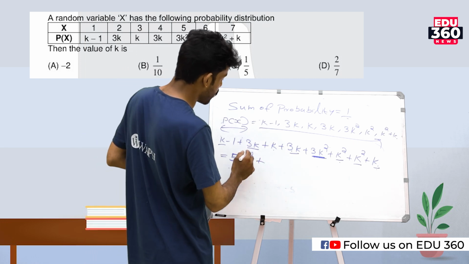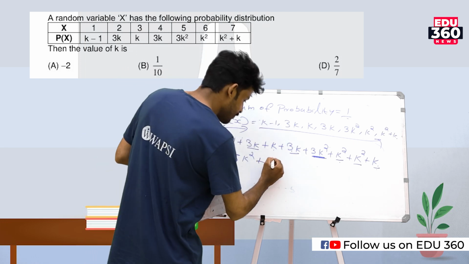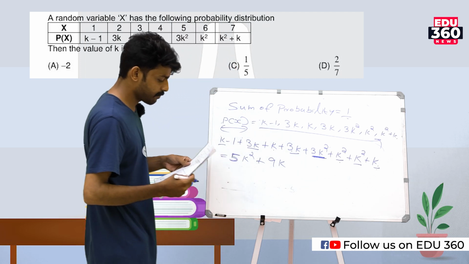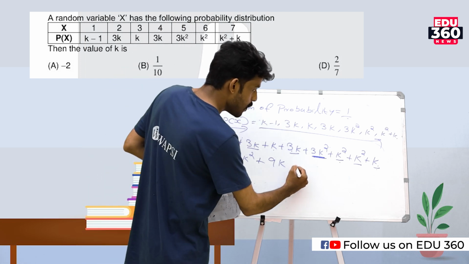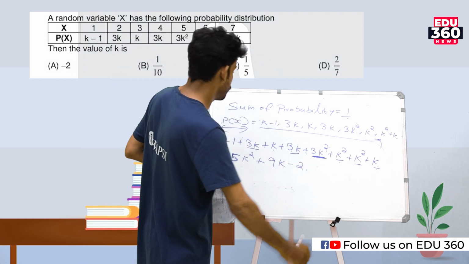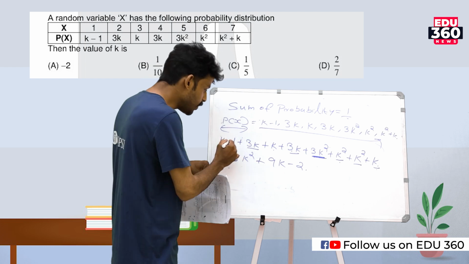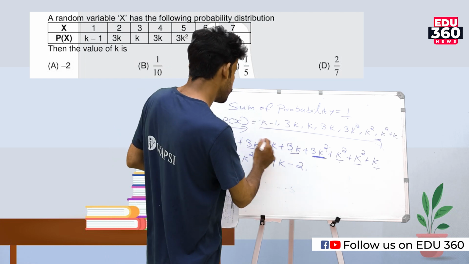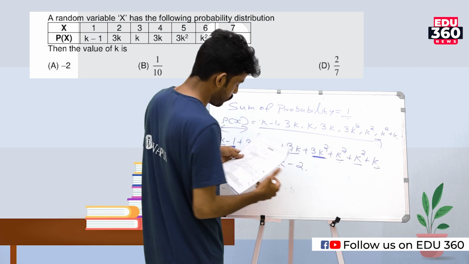So one more thing remaining. So that is 9k. 9k plus, which is a constant one. And the last is minus 2. Yes, minus 2, because here it is minus 1. Minus 1 is here, and also there is k minus 1.